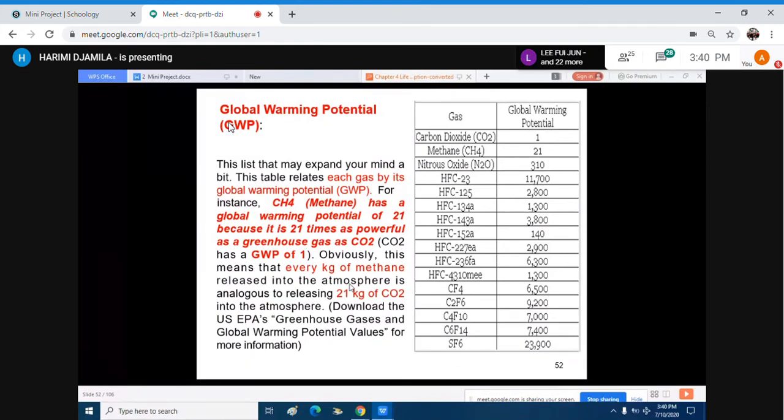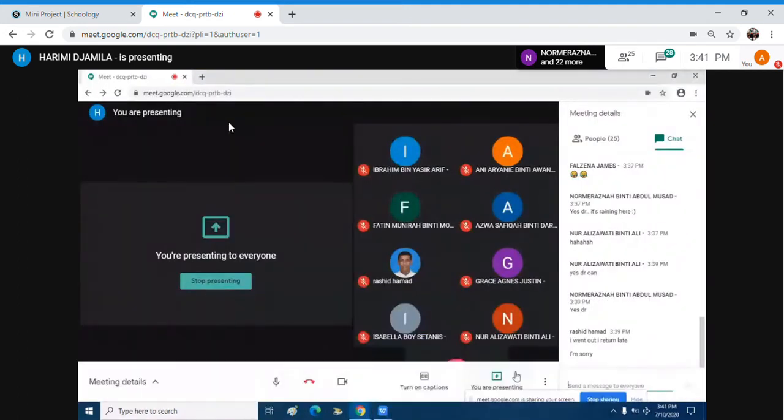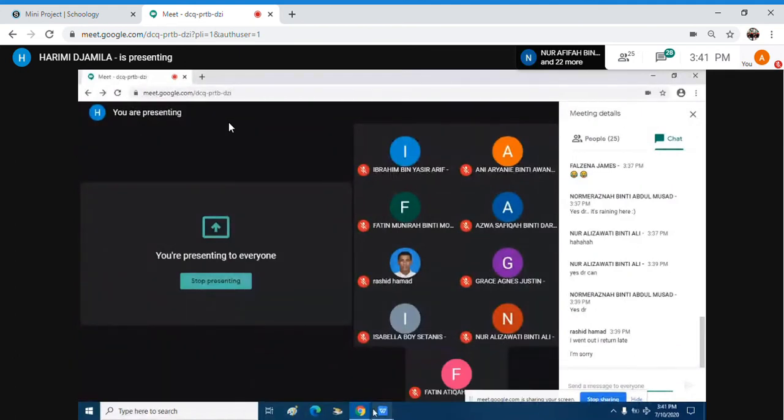I wonder if all of you know the meaning of global warming potential, and the time to explain it. However, before I explain global warming potential, we are supposed to talk about global warming. What is global warming? Okay, any explanation, please. You can write it in a comment. You can even talk. What is global warming?